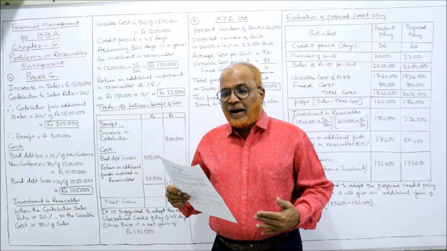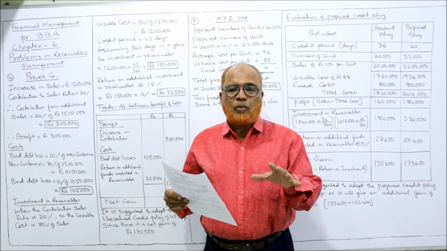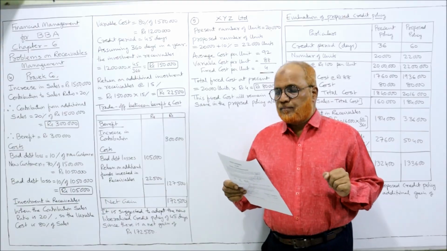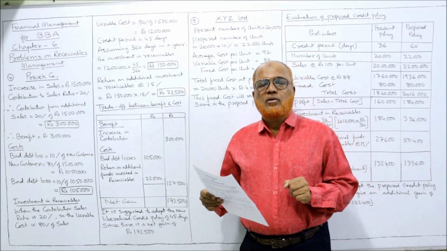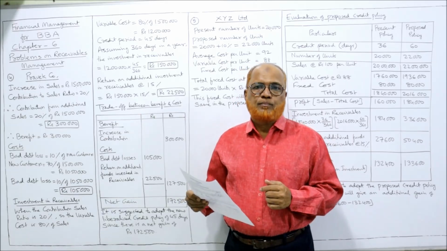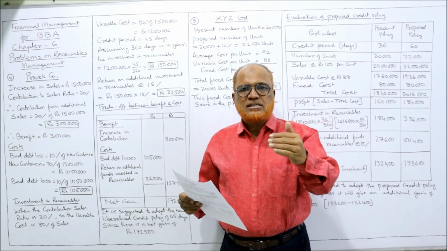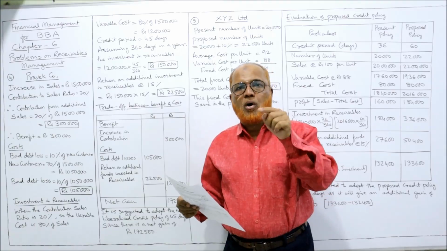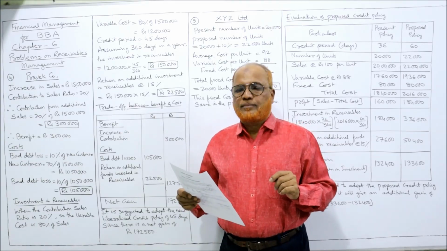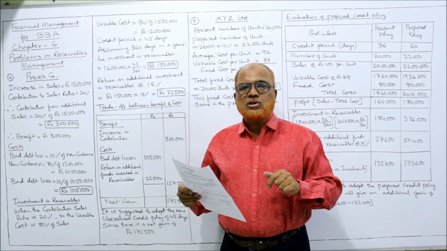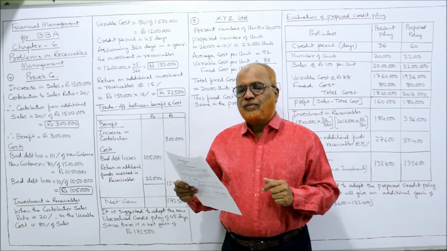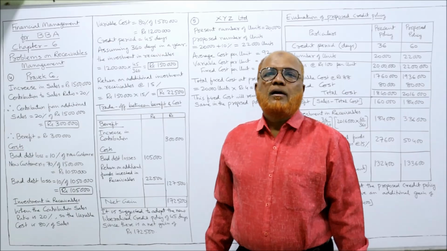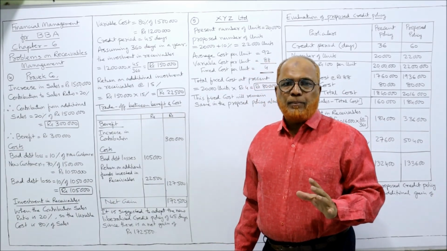And the incidence of bad debts: if we adopt this new policy, the irrecoverable debts are 10% from the new customers. And the contribution to sales ratio, just like the profit volume ratio, is contribution by sales into 100. So what is the percentage of contribution on sales? That is given as 20%. And the cost of funds is 15%, cost of capital 15%. Should the company follow the new liberalized credit policy? That is the ultimate question, whether the new policy should be implemented or not.